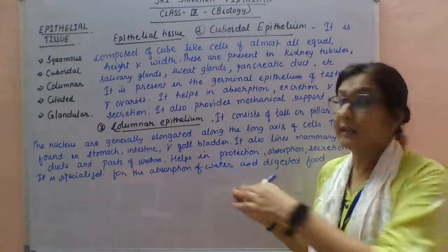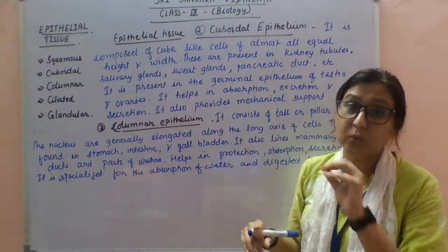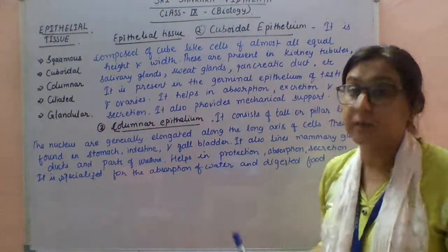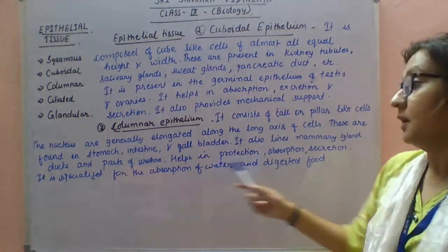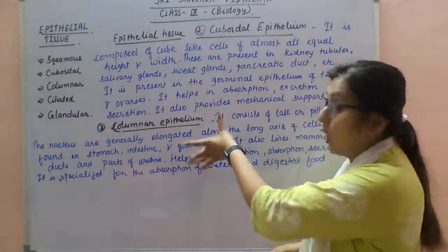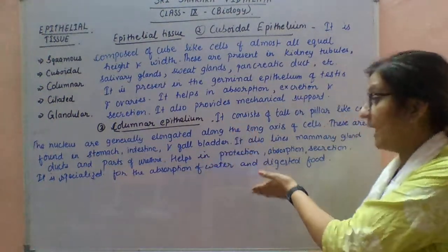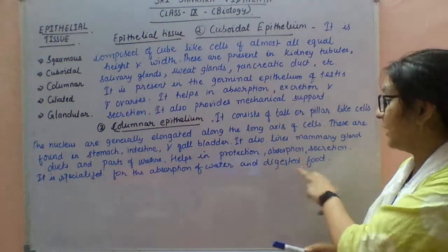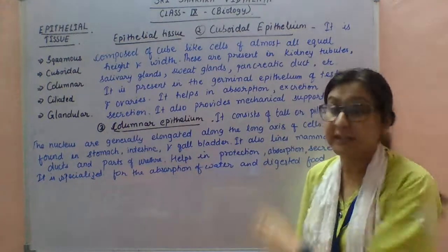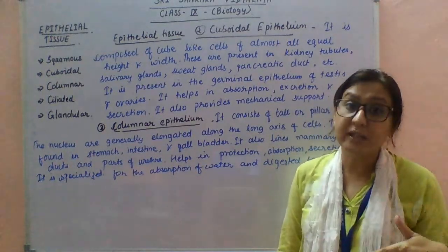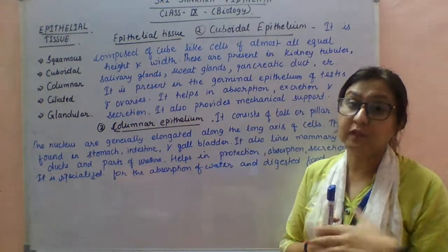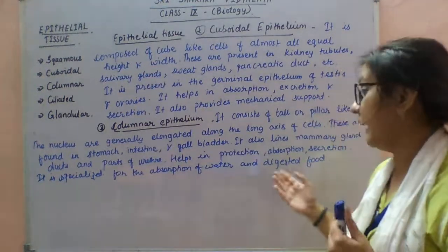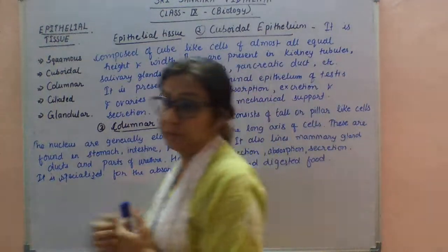Again, it's a part of epithelial tissue, so most of the functions are the same. The functions are protection, absorption and secretion. This columnar epithelium is specialized for the absorption of water and digested food. So when the food is digested, it helps in the absorption of the essential water and the digested food.